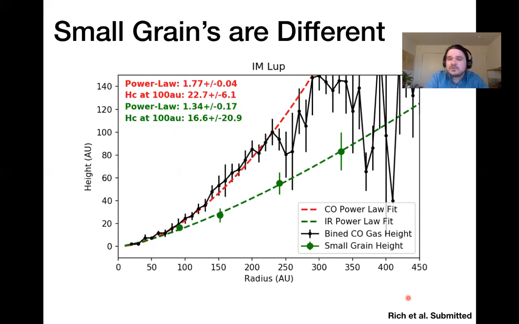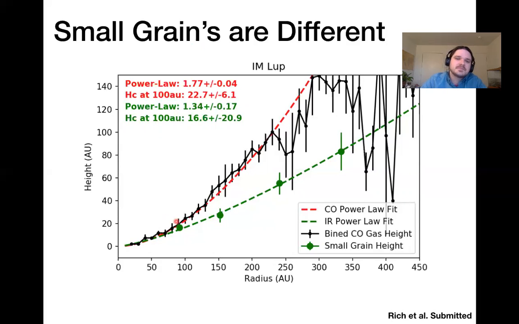So what do we actually measure? Let's work through these for all three cases. IM Lup is first. For all three of them, we're going to measure the height in units of AU on the y-axis, and on the x-axis, we're going to have the mid-plane radius, also in units of AU. The black line is the 12CO emission layer of the 12CO photosphere. The green dots are the measured height of the scattered light rings. And then the dashed lines are the measured power laws for these things, assuming some flare angle located here in the upper left.